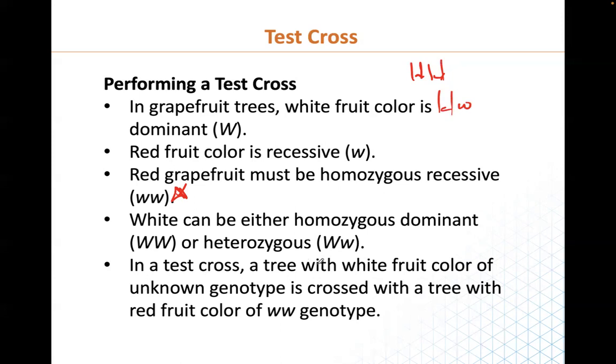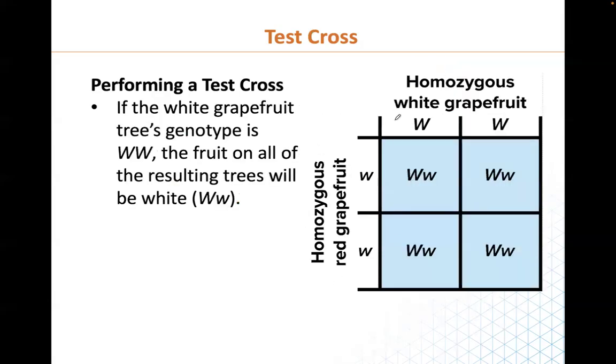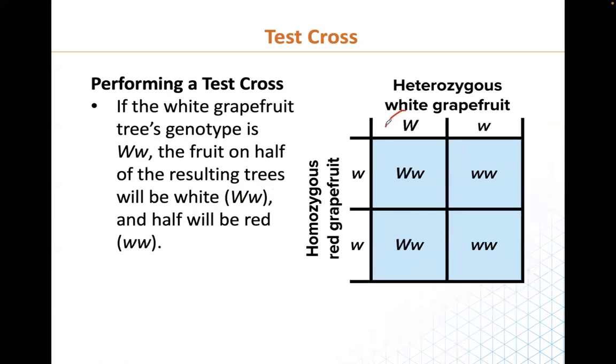So in a test cross, a tree with white fruit color of unknown genotype is crossed with a tree with red fruit. Once you cross, this is the result. So let's say you have homozygous dominant. If the white grapefruit tree genotype is this, all of the fruit would have heterozygous dominant white color. So all of them would be white. So let's say it's heterozygous white, and you try to cross it with a known red recessive allele.